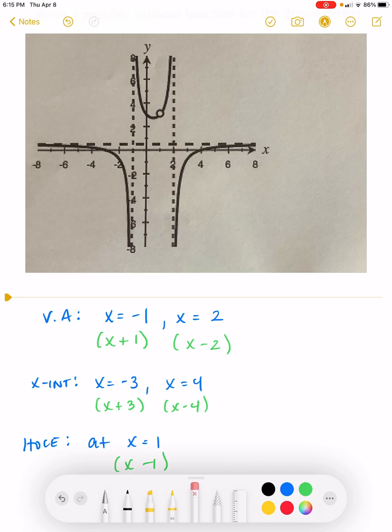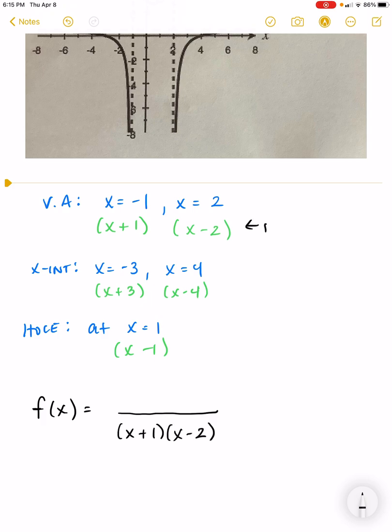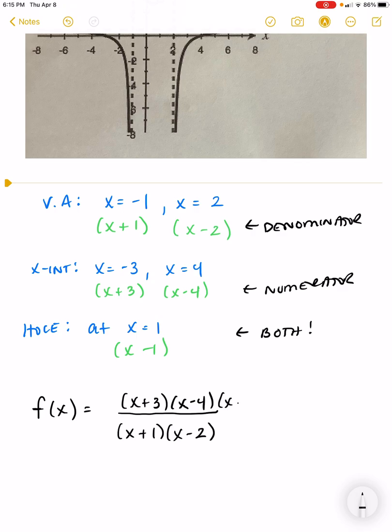All right, so maybe I'll come down here. So f of x is equal to. All right, well, so what we've learned is the vertical asymptotes, those factors are in the denominator, okay? So these factors are in the denominator. And what we've also learned is that the x-intercepts, these factors are in the numerator. So let's put in the numerator x plus 3 and x minus 4. Now with the holes, what we've learned is that the factors are in both the numerator and the denominator. It's that repeating factor that causes it to be a hole.